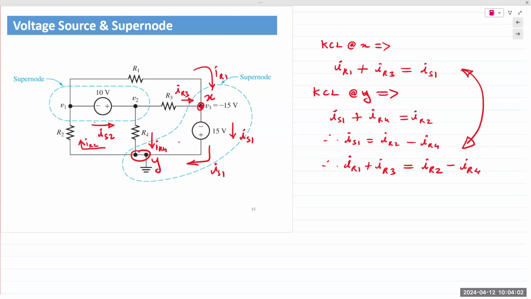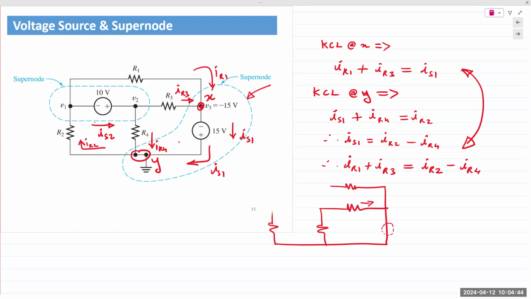Supernode is a shortcut that allows you to skip over these steps. That's all it is. It's a concept. It's a shortcut. All you're going to do is draw a loop around this and combine both nodes together. So basically, you're simply going to take your resistors. You're going to short out that voltage source. And that's it. Supernode means you're just shorting out that voltage source. You remove it from the circuit and you connect a wire in its place.